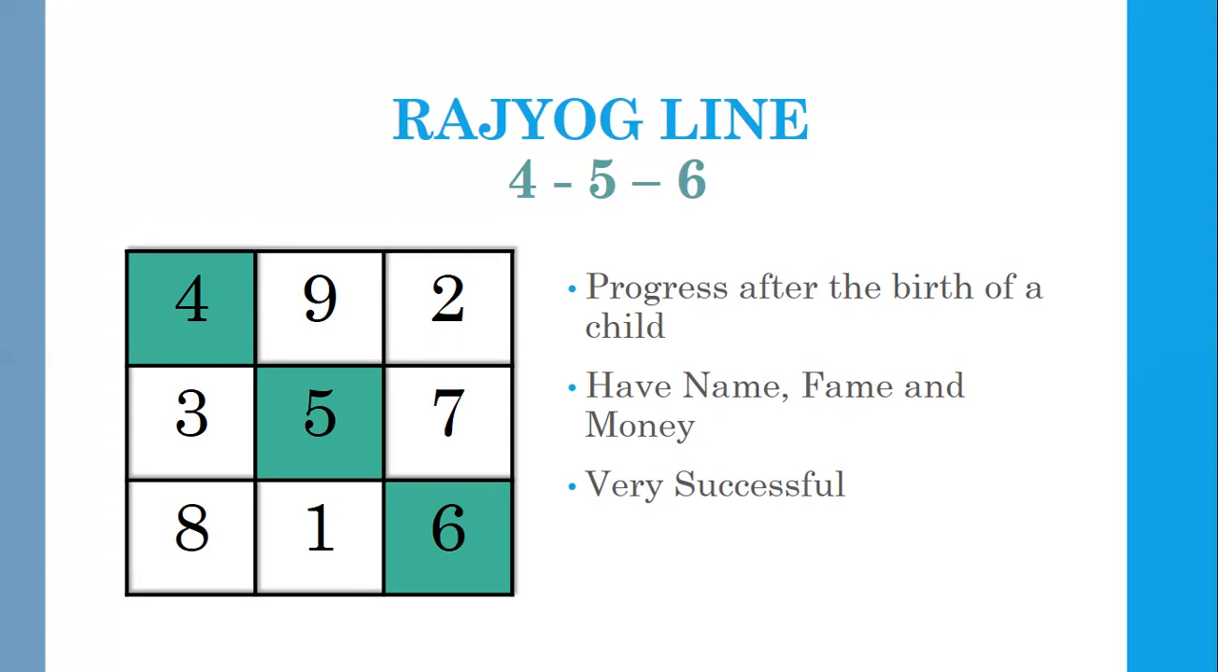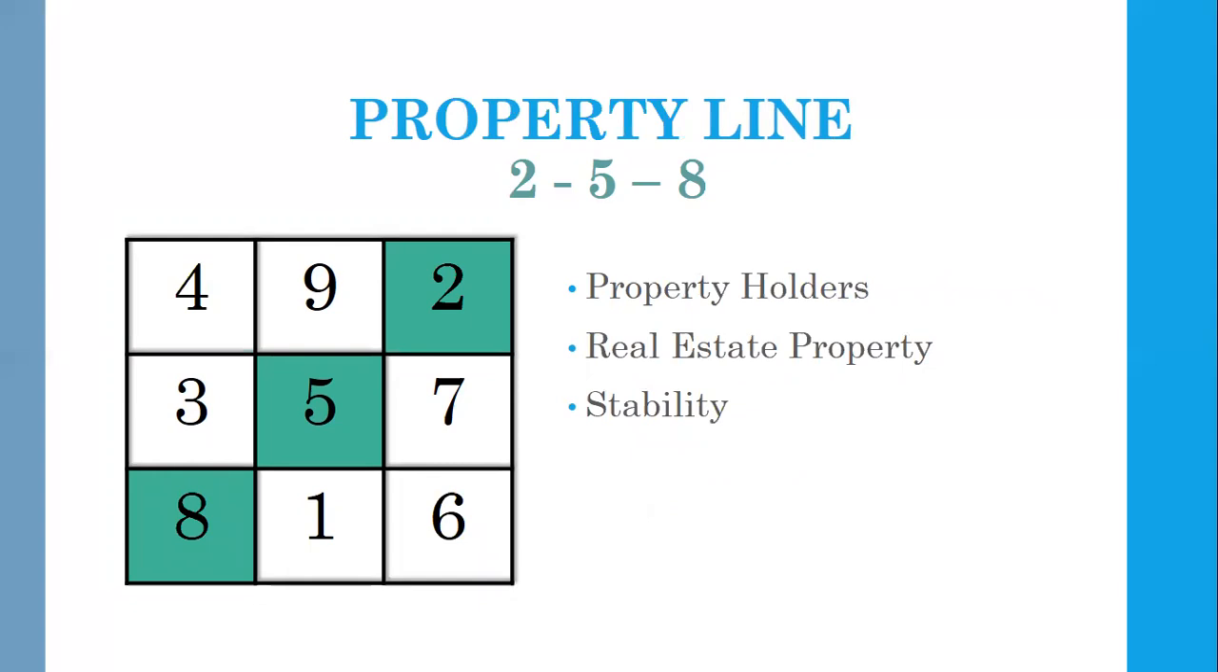Then, last but not the least, the property line, 258. This is called the property line. They are very lucky in dealing with property and real estate. If you want to go into architecture, civil engineering, builders, developers, then 258 is very important.